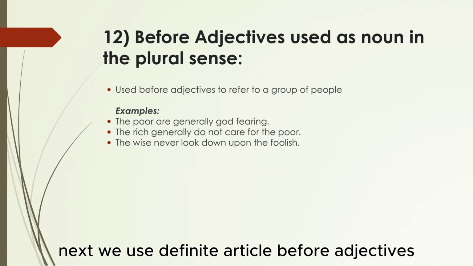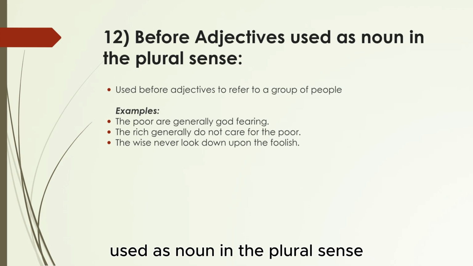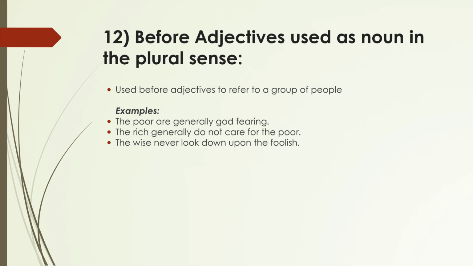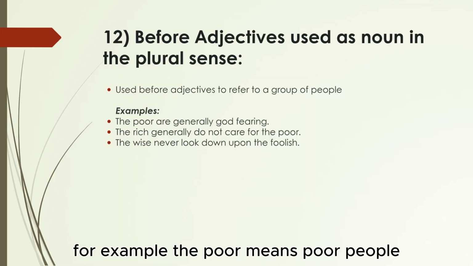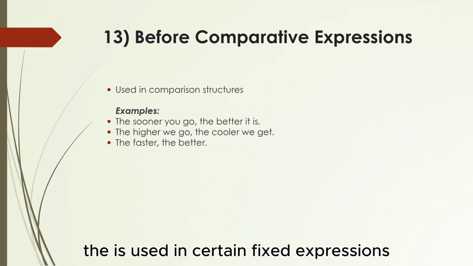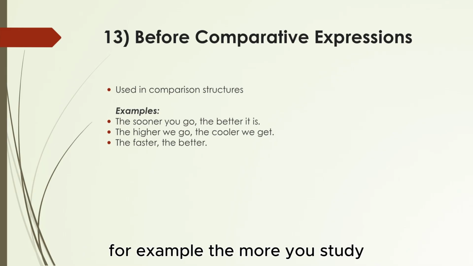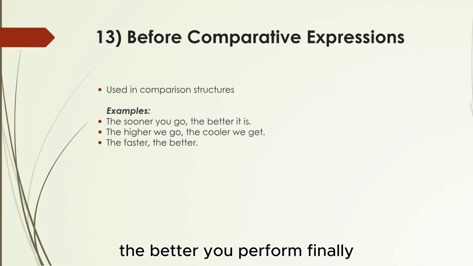Next, we use definite article before adjectives used as nouns in the plural sense. Here, adjectives act as nouns and refer to a group. For example, the poor means poor people. The is used in certain fixed expressions. For example, the more you study, the better you perform.